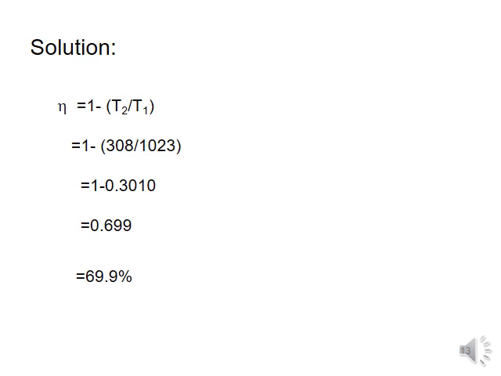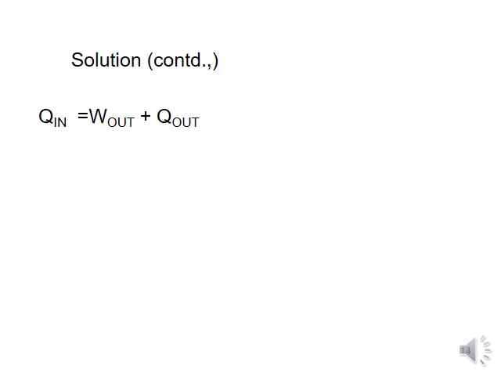After getting the efficiency, we use another formula for the efficiency of the Carnot cycle. That efficiency of the Carnot cycle is equal to W by heat supplied, and W is equal to Q in minus Q out. So first we will calculate the W out. So efficiency is equal to W out by Q in. We want the W out.